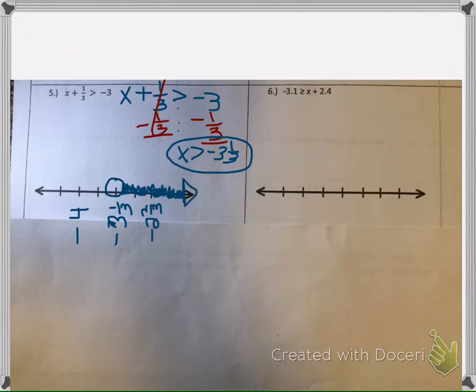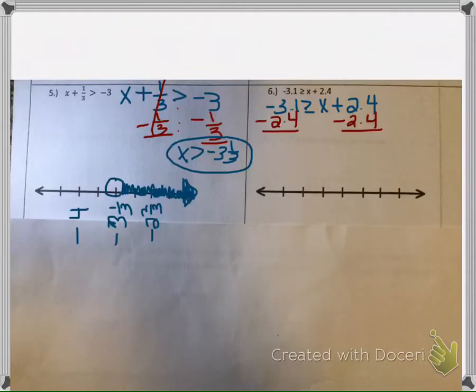Okay, and numbering the number line, you got to make sure you do that properly. Be careful there. Okay, number 6, I have a negative 3 and 1/10 is greater than or equal to x plus 2 4/10. Okay, I want to get x all by itself, so to do that, I need to get rid of that add 2 4/10, so I'm going to subtract 2 4/10. If you prefer to move the decimals, you can, but I wouldn't recommend that just yet until we learn 2 steps. Okay, and I'm going to subtract 2 4/10 on both sides.